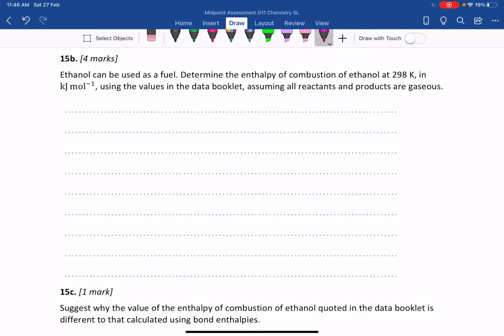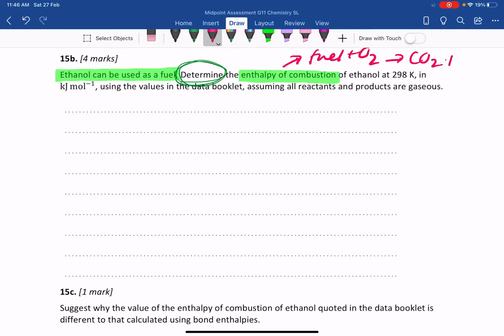So ethanol can be used as a fuel. Information: ethanol is being used as a fuel. Determine is our key term here. Figure out for yourself the enthalpy of combustion. Combustion is when I take a fuel and react it with oxygen and make carbon dioxide and water. I'm looking specifically at the combustion of ethanol at 298 Kelvin, so normal conditions.